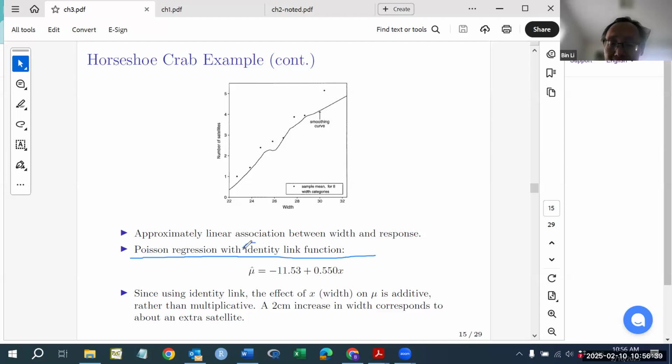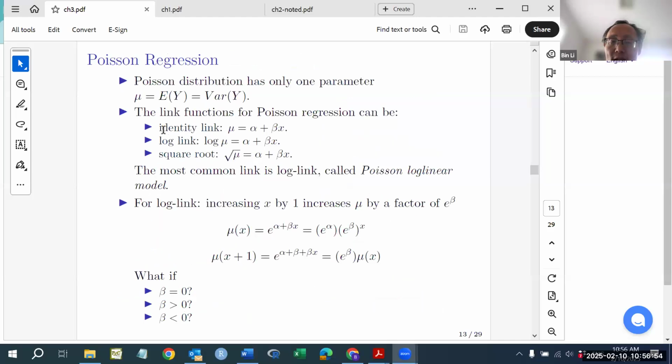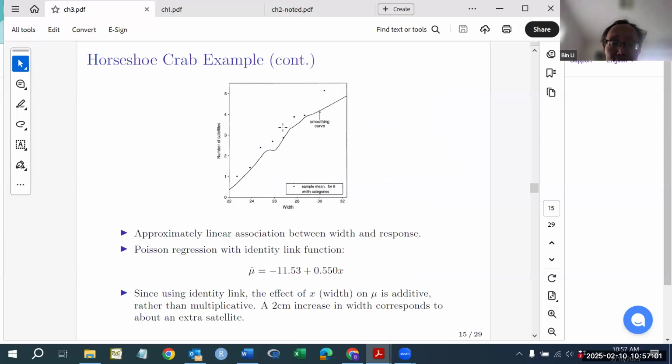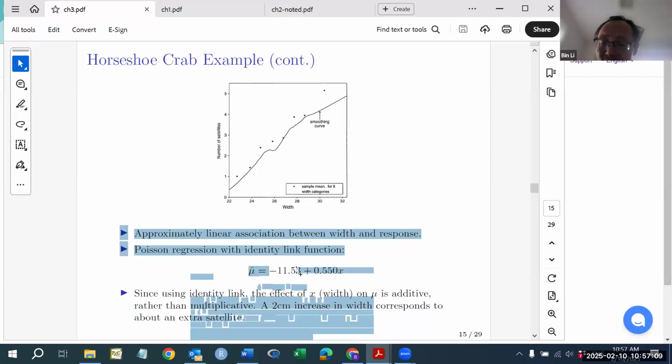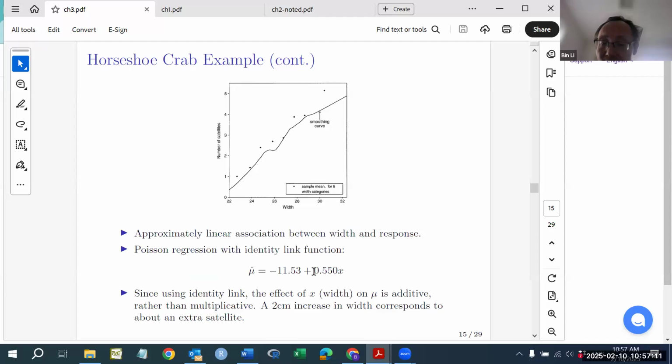Why using the identity? Because from this plot we see the width and the number of satellites have a linear relationship. Okay, so that's why we can just try the identity link to model the mu directly using the linear function of x. Okay, so that's the identity link, and we can get the model: the intercept is negative 11.5 and the slope for the x is 0.55.